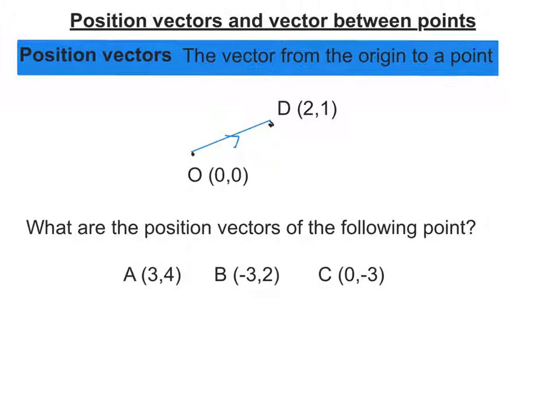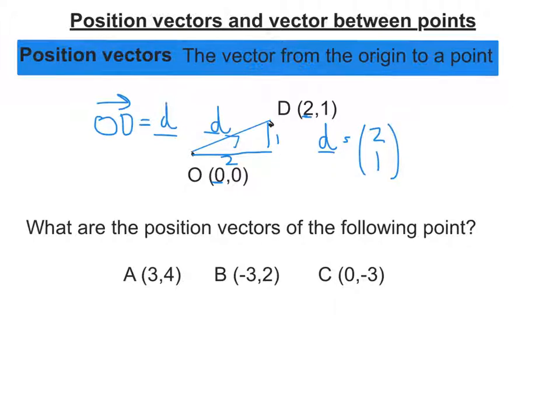Now, you could say that's the vector OD, but in shorthand, because it's a position vector, we write a little d with an underline. So this is little d. We need to know how to work out what little d is, what the vector is. Well, if we look here, it started at 0 and gone right 2. And then it's gone up by 1. So little d is just the column vector (2, 1). The x-coordinate becomes the first number in your vector, and the y-coordinate becomes the second number.